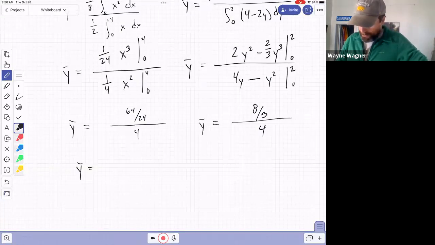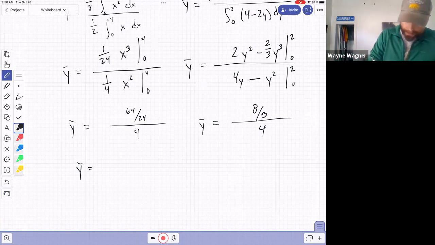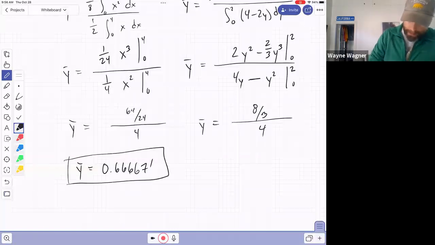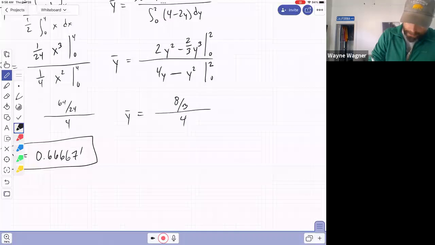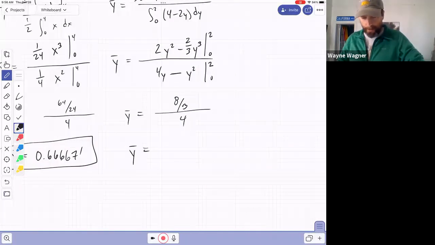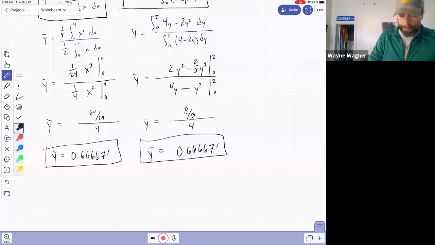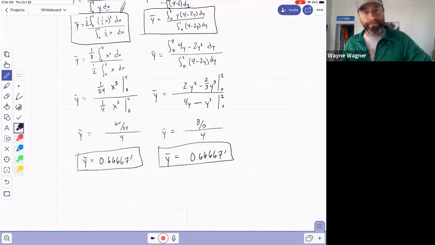All right, so then this y bar becomes 64 divided by 24 times 4, which is 0.666, basically 2/3, and that has units of feet. And then this y bar equals 8/3 divided by 4, which is 2/3, 0.66667 feet. Okay, so that's how we do it. Questions?